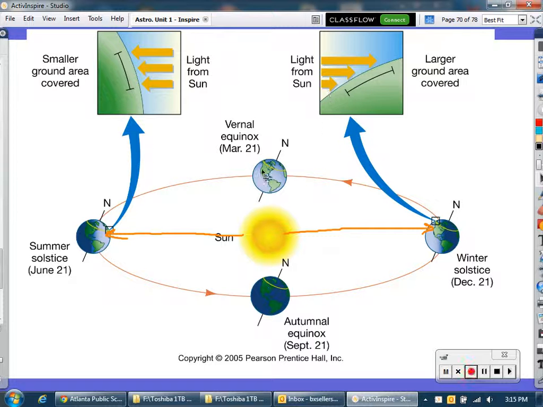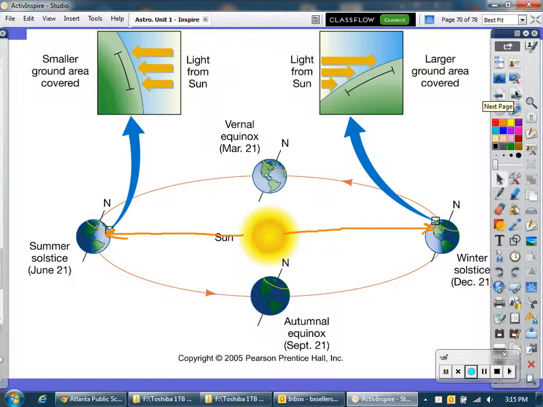So here on the equinoxes, right, the autumnal and the vernal, it's getting 12 and 12 equally. So it's a fairly similar temperature on the entire planet. Now, that's obviously within reason.